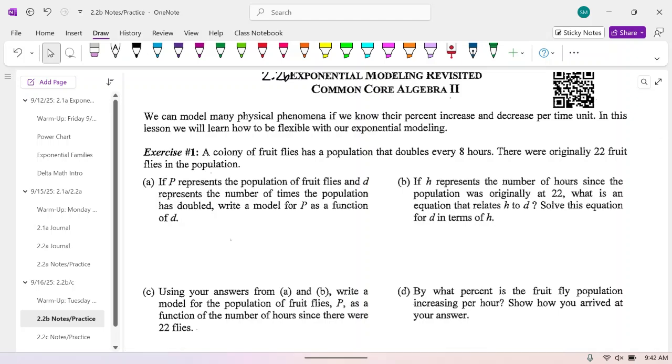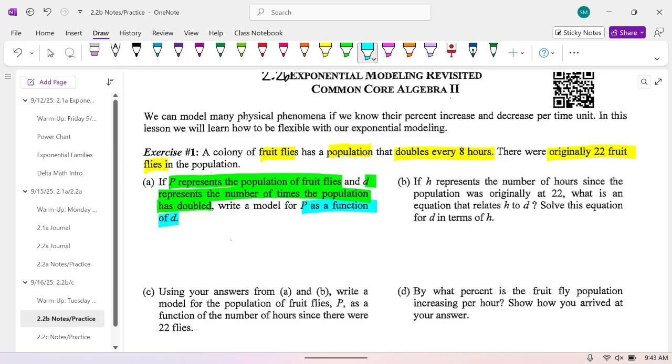So we can model many physical phenomena. We know their percent increase and decrease per time unit. In this lesson, we learned how to be flexible with our exponential modeling. So, exercise 1 says a colony of fruit flies has a population that doubles every 8 hours. They were originally 22 fruit flies in the population. So, whenever they discovered the population, there was 22. Now, if P represents the population of fruit flies and D represents the number of times the population has doubled, we want to write a function, P as a function of D.